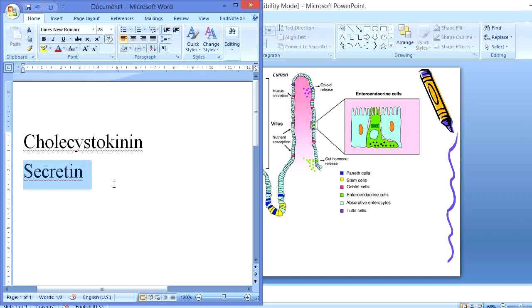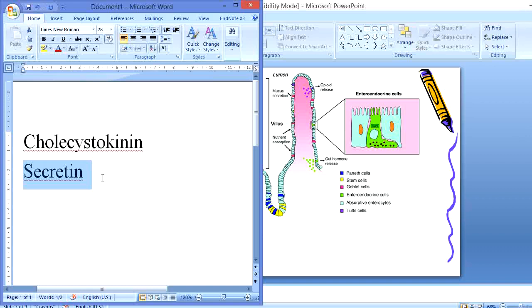So these are the two main hormones responsible for bile and pancreatic juice secretion. You already know that pancreatic juices consist of a large number of enzymes responsible for the breakdown of carbohydrates, proteins, fats, and nucleic acids. One of the protein digestive enzymes in the pancreatic juice is trypsinogen, which is secreted in the form of trypsinogen, not trypsin.